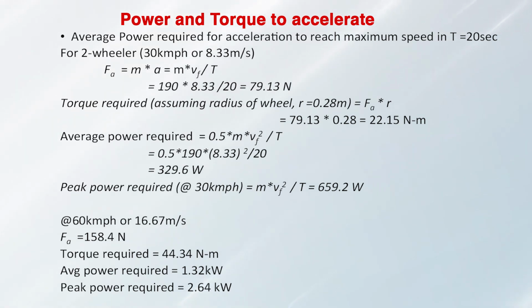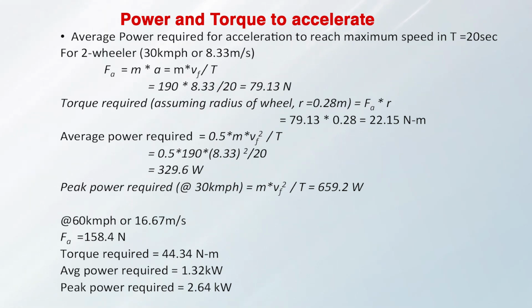So, if you consider the same 190 into velocity, 8.33 meters per second, divided by t, that is 20, that is 79.13 Newton. So, for the same thing, if we calculate the torque, what we are trying to do here is, if 30 kilometers per hour is the maximum speed, what is the torque that is required to reach that in 20 seconds? That is what we are trying to evaluate.